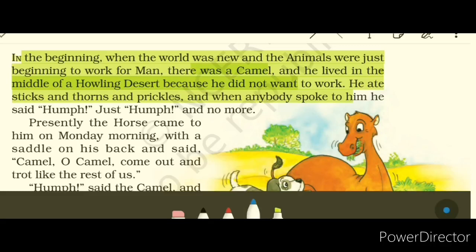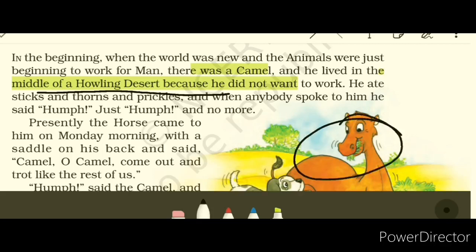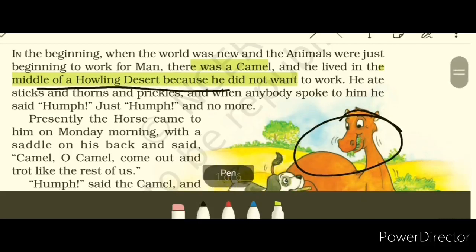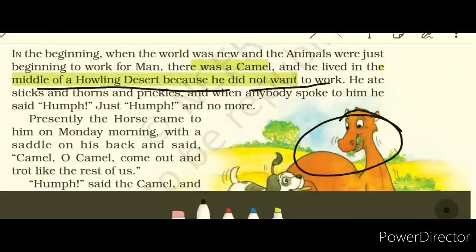So what happened when the world began, and the animals were just starting to work for humans, us? There was this camel. One strange thing about this camel was that it lived in the middle of a warm howling desert, and he was lazy by nature. How could we tell he was lazy? Because the text clearly mentions that he did not want to work. So what did he do then? If he did not want to work, he ate sticks and thorns and prickles.